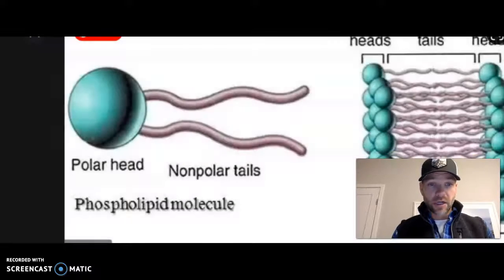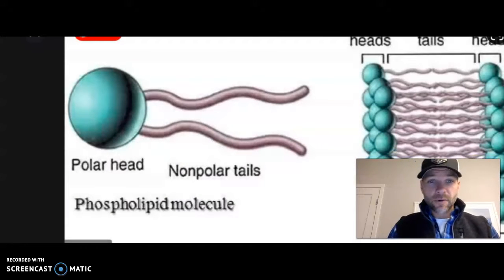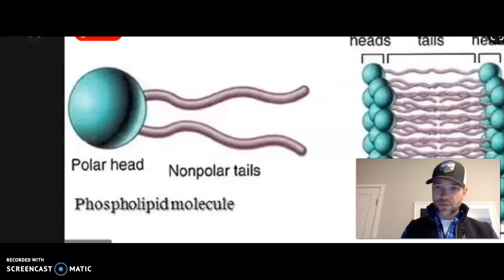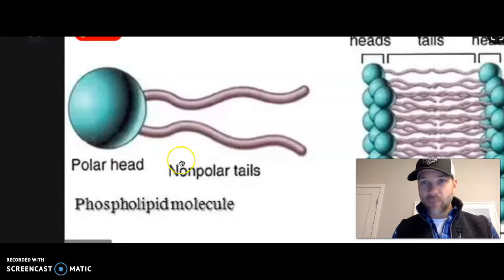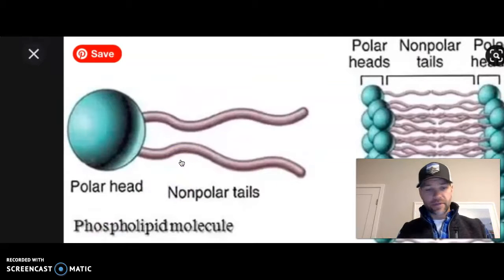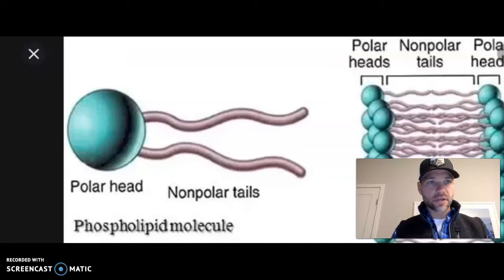And just to show you what a cell membrane is made of, here's what it's made of. They're called phospholipid molecules, and they are big, long molecules. They have these tails on them that are non-polar. Polar means they have a little bit of a charge, a positive or negative end. And water has a positive and negative charge. I'll show you that here in a second.